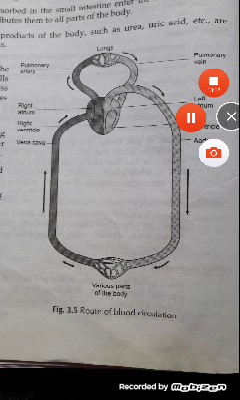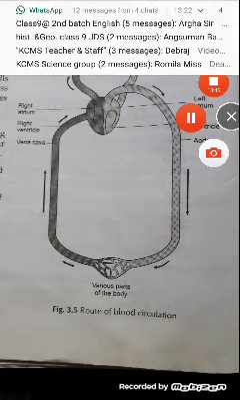Now, the heart beats non-stop throughout one's life. It is due to this rhythmic contraction and relaxation of the heart muscles that the blood is pumped continuously and regularly. Now, there are 4 chambers in the heart: 2 atria with thin walls and 2 ventricles with thick walls.